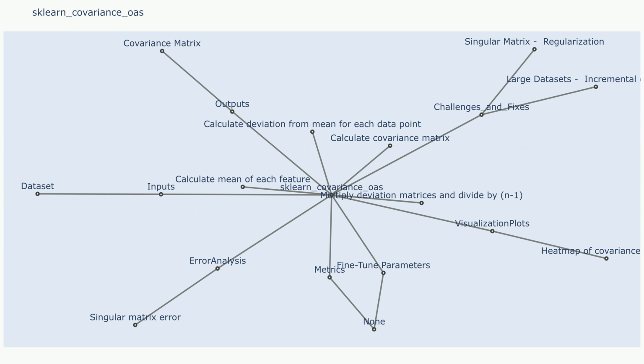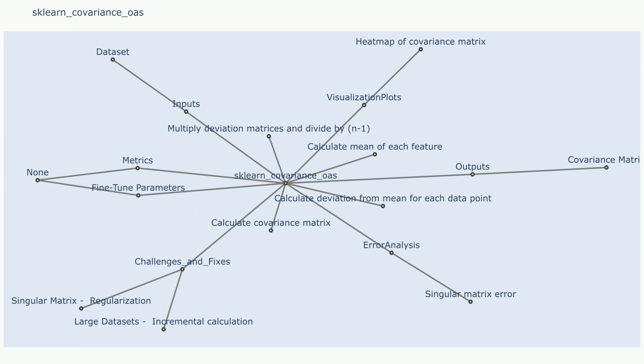Fine-tune parameters. Parameter 1. Explain in detail. Many covariance estimation methods in sklearn covariance have tunable parameters. For example, Ledoit-Wolf has a parameter called assume_centered that specifies whether to assume the data is centered or not.